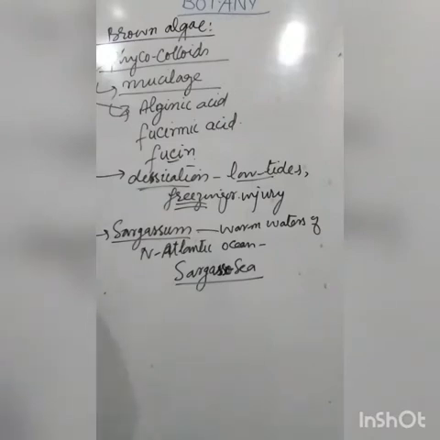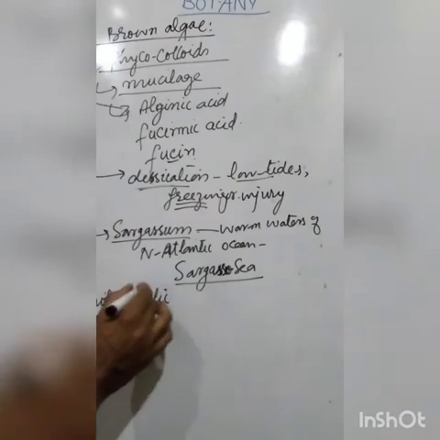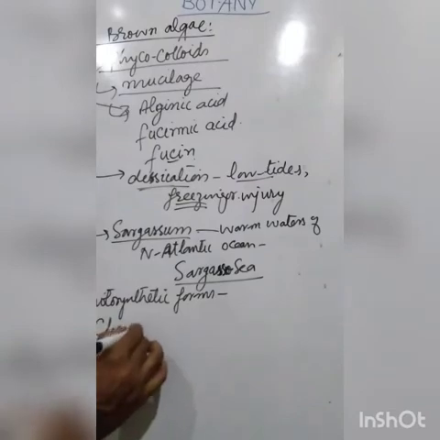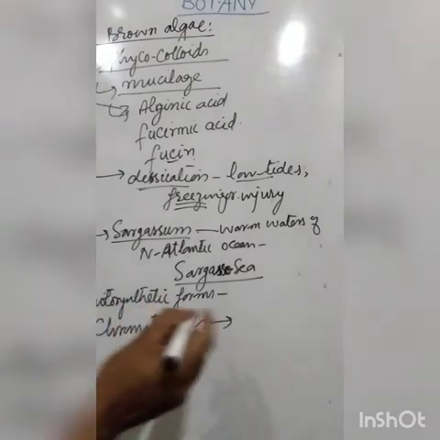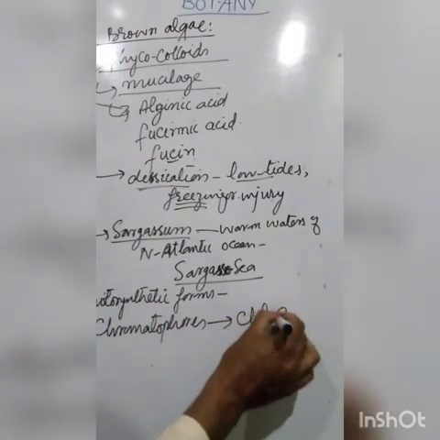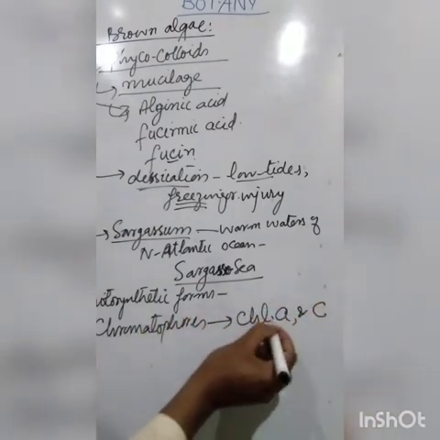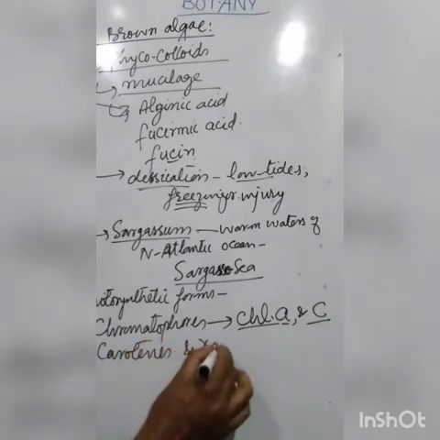Now the photosynthetic organelles in these are chromatophores. As in red algae, they possess chlorophyll A and chlorophyll C. Chlorophyll A and chlorophyll C, you have to remember it. And there are carotenes and xanthophylls.